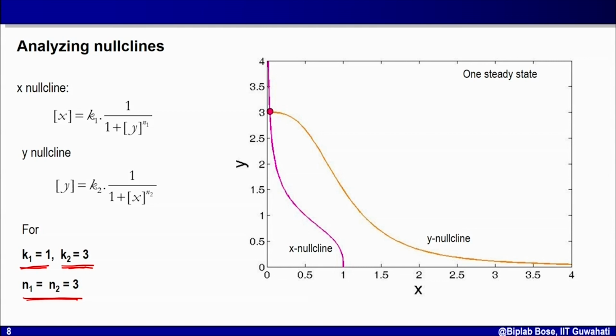So if I draw the nullclines, this is my y nullcline, the yellow one. It is a sigmoidal one with an intersection of the vertical axis at 3, because k2 is equal to 3. For the x nullcline, the pink line, it is sigmoidal too, but it will intersect at 1 with the horizontal axis. Now as you can see in this plot, there is only one point of intersection between x and y nullcline, and that is shown by this red dot.